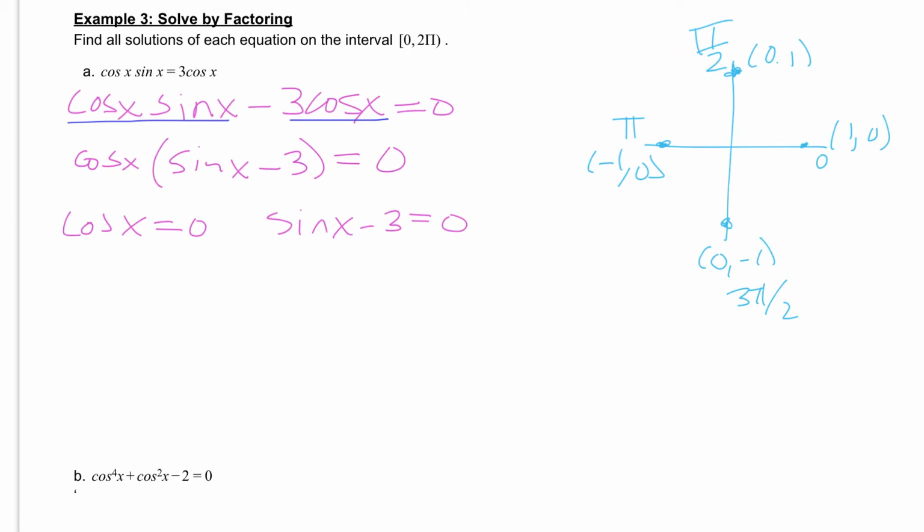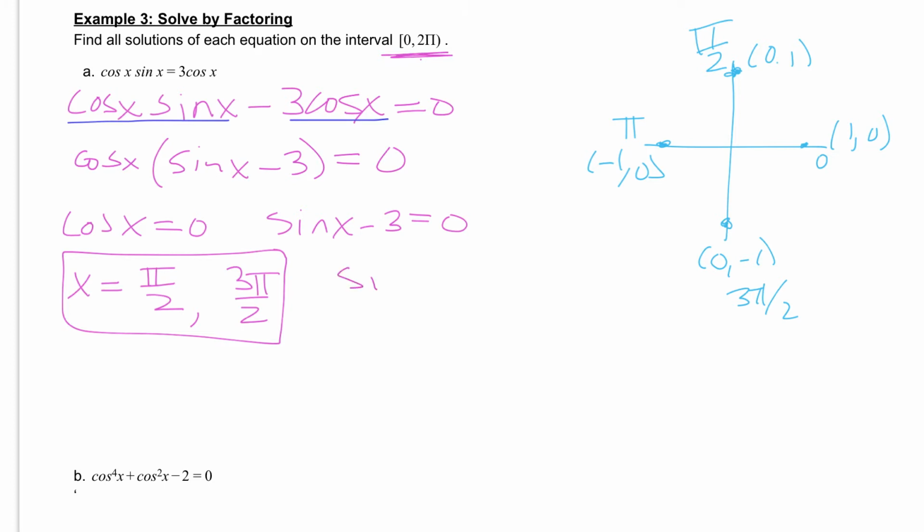Now remember, I'm not adding 2n pi, as I am just looking at an interval from 0 to 2 pi. So my angle x would be equal to pi over 2 and 3 pi over 2. Then I need to look at my sine of x minus 3 equal to 0. So if I add 3 to both sides, I get the sine of x equal to 3. So I am now looking for that inverse function. I'm looking for when the sine of x is equal to 3.